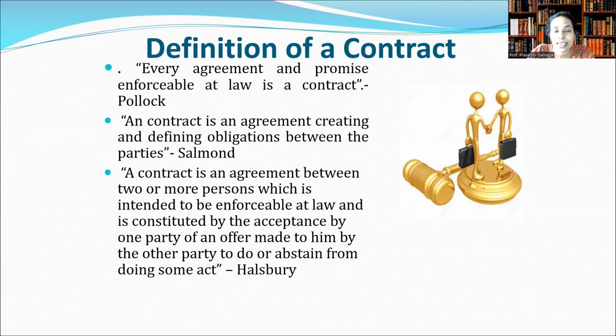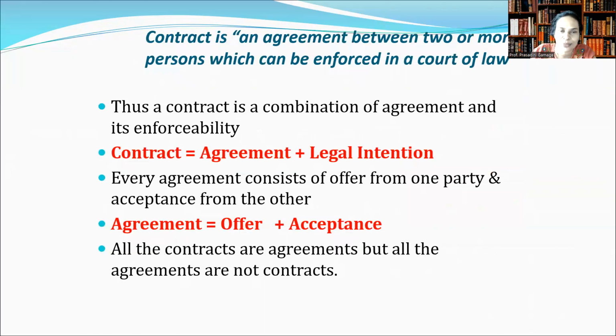A contract is an agreement between two or more persons which is intended to be enforceable at law and is constituted by the acceptance by one party of an offer made to him by the other party to do or abstain from doing some act, given by the famous jurist Halsbury. So according to all these definitions, we can develop our own very simple definition. Here it is: a contract is an agreement between two or more persons which can be enforced in a court of law.